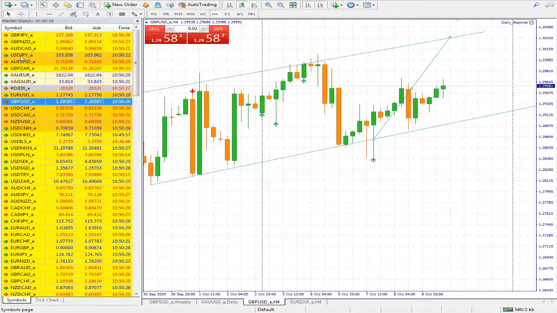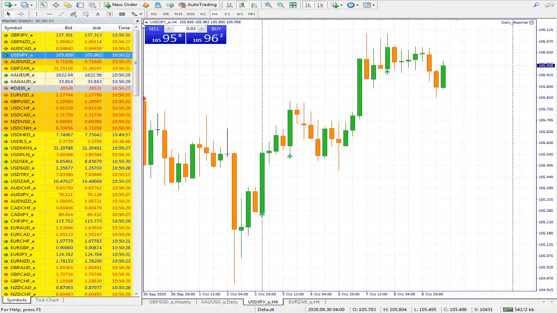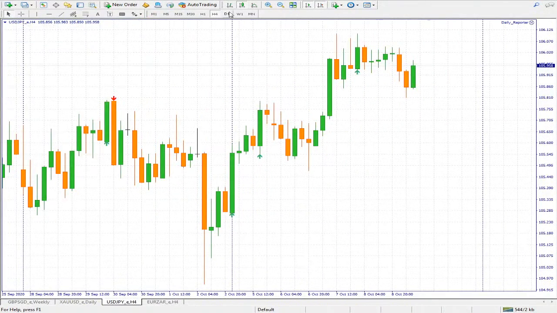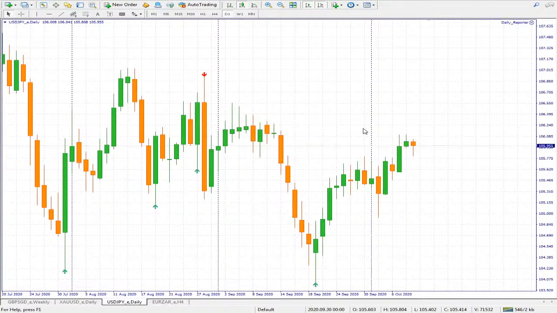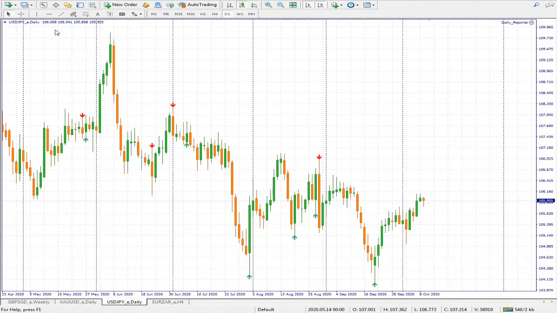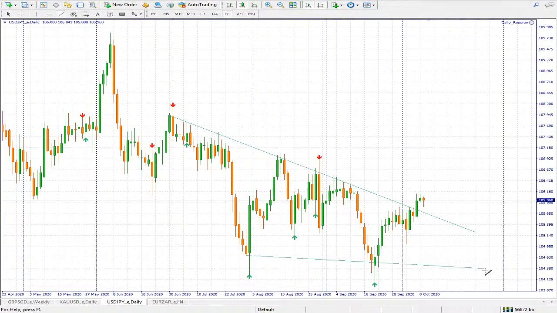So the next chart is USD JPY. You can remember yesterday we mentioned that we expect price to continue up, and the reason we said that was this: we had a trend line from this top. We had multiple resistances, and then there's a break above. On the lower side, we have a support.